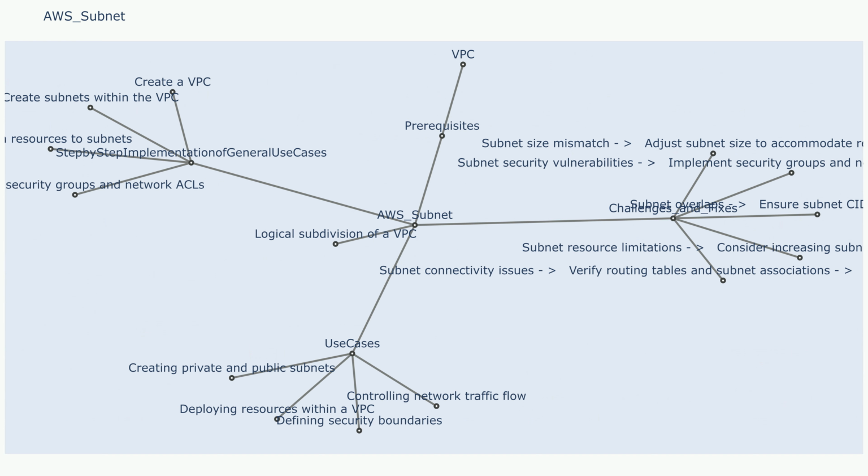Subnet security vulnerabilities: resources within a subnet might be exposed to security risks if proper security measures are not in place. Implement security groups and network ACLs. Use security groups to control inbound and outbound traffic to resources within a subnet. Configure network ACLs for more granular control at a subnet level.